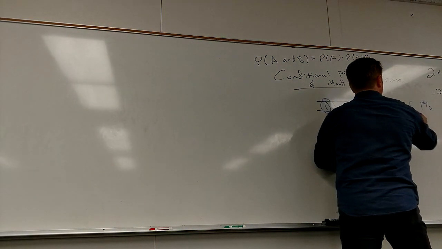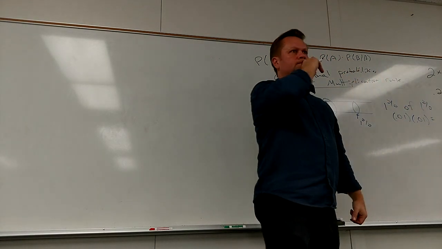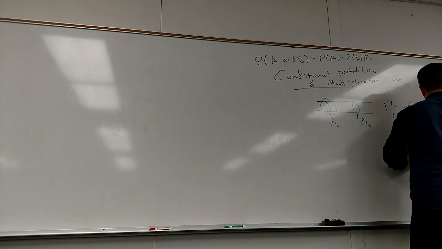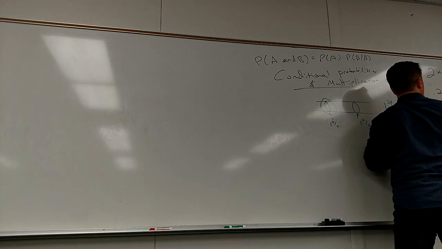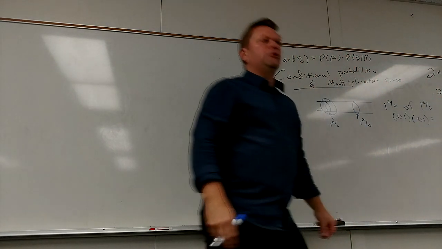Of means multiply. And what's 0.01 times 0.01? Yeah, 0.0001, which is 1 out of tens, hundreds, thousands, tenths. So 1 out of 10,000 times they would both fail.